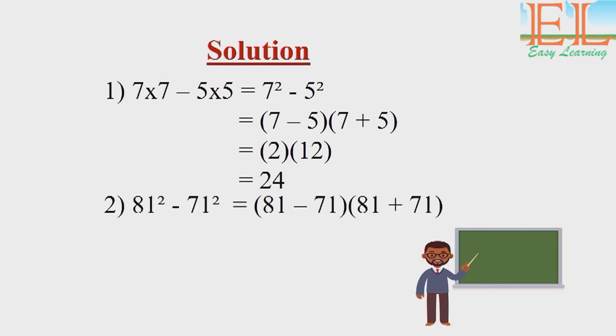Now for number 2, it was 81 squared minus 71 squared. And I'm going to go by the same method. So I have 81 minus 71 times 81 plus 71. It's easy for me to add and subtract 81 and 71. 81 minus 71 gives me 10, and 81 plus 71 gives me 152. So multiplying 10 by 152 gives me 1520. Stress-free.